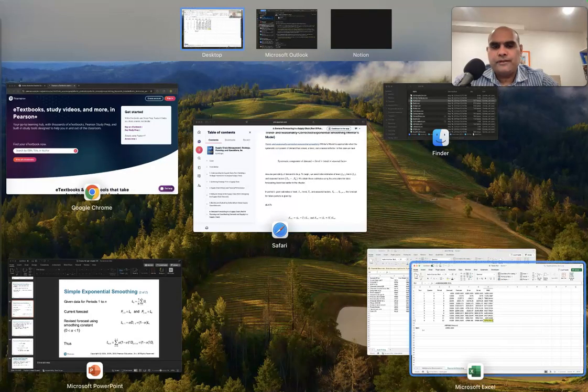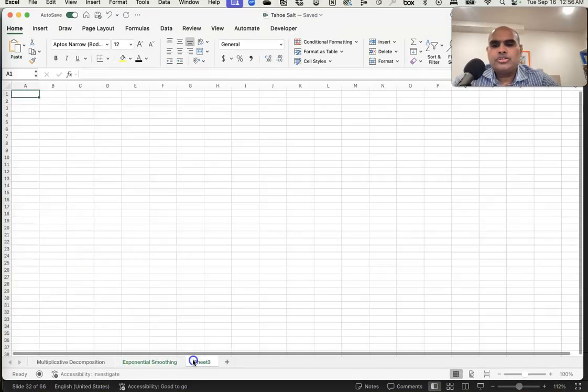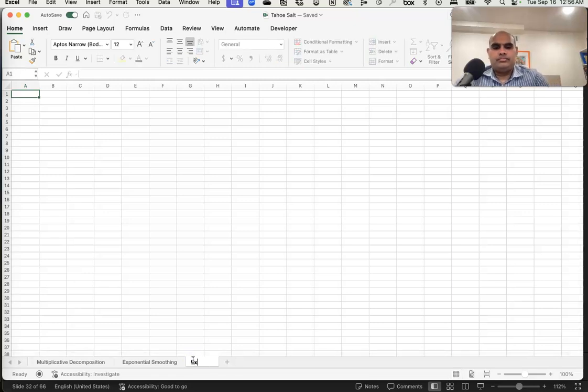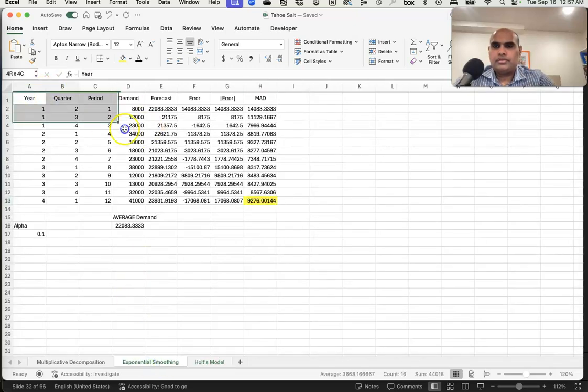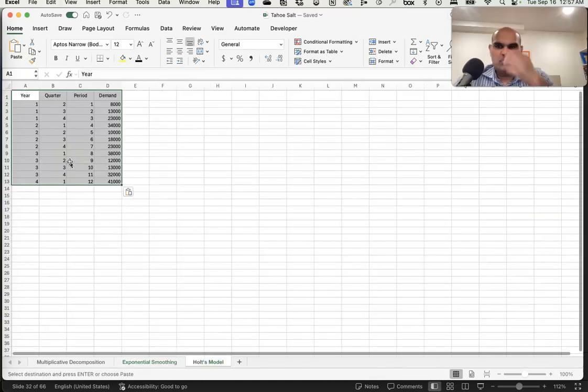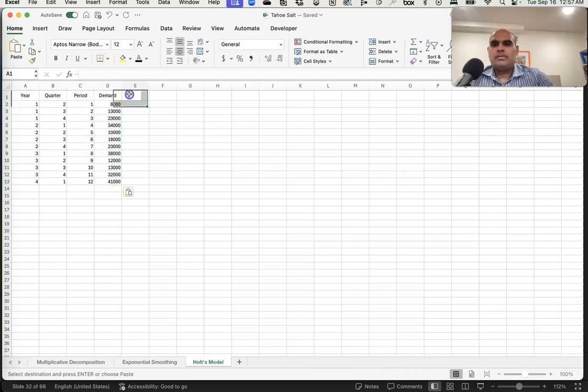So yeah, let's calculate exponential smoothing with trend. It's called the Holt model. So this is where we are incorporating trend into the data, right? So what we'll do is we will take this data right here. Then we'll have a level.